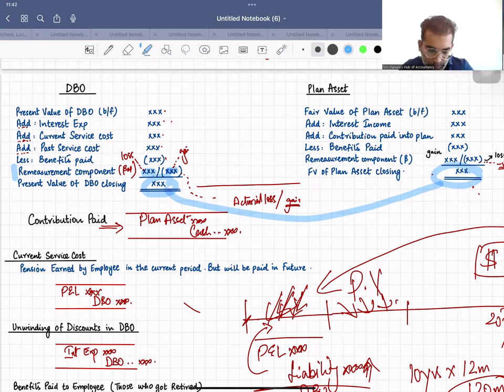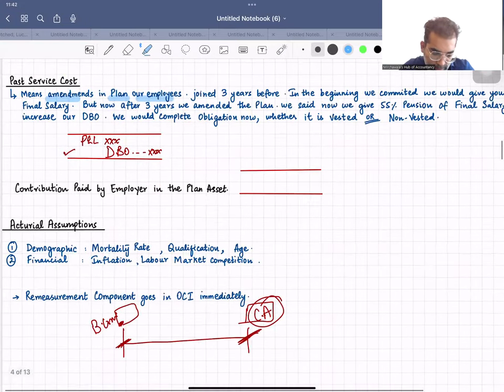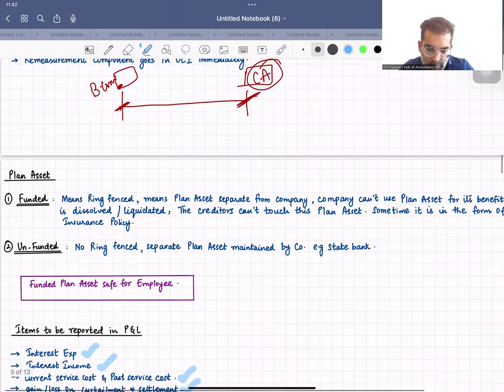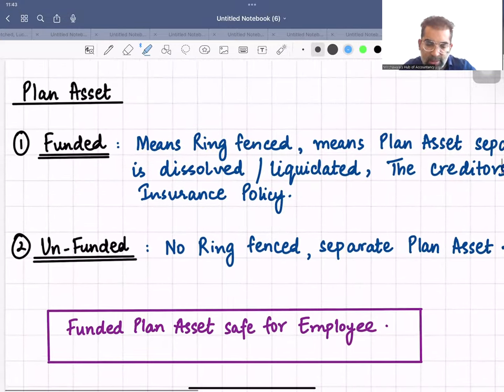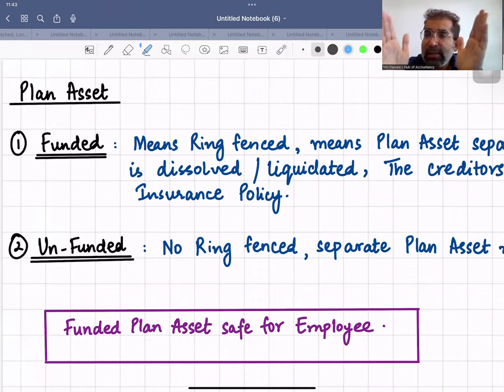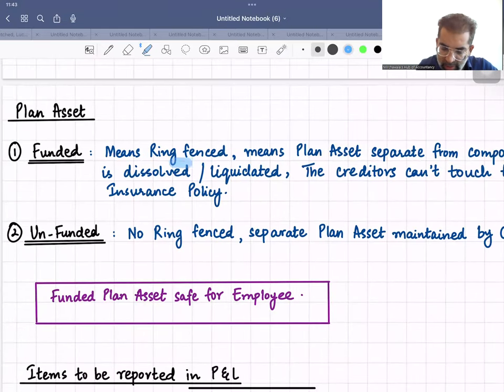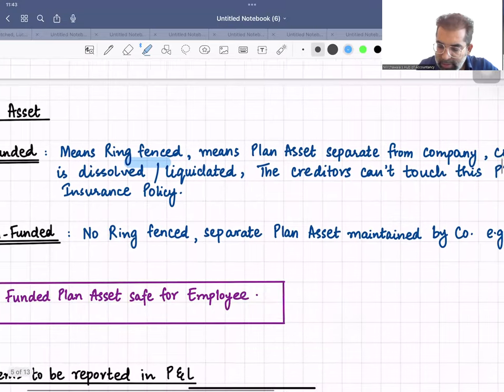Okay, a few more things. Yes, I told you I will be discussing something about the plan asset as well. There are two types of plan asset: funded schemes and unfunded schemes. What are funded schemes? It means ring fenced, meaning the plan asset is separate from the company.